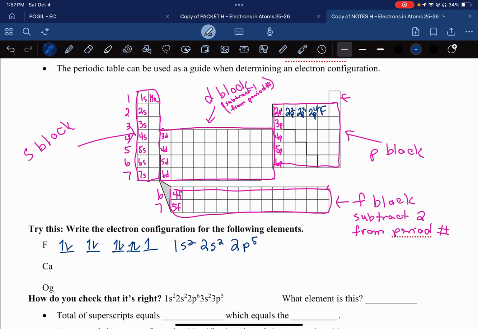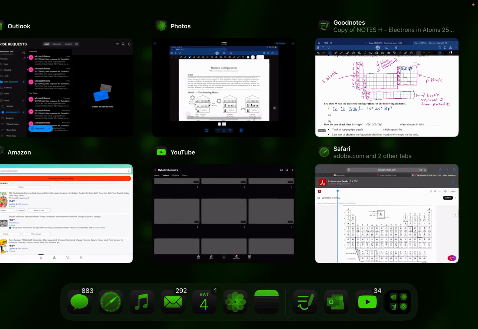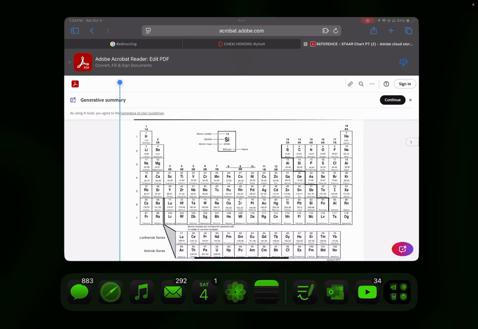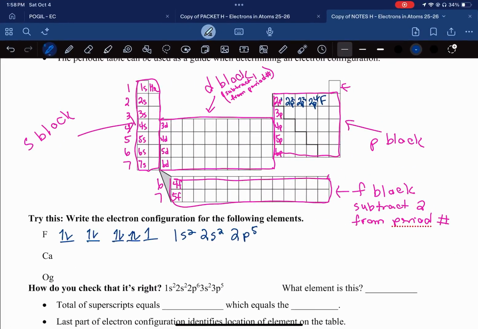Now I'm going to do it without the orbital notation. We're going to go to calcium. Let's find calcium on our periodic table. Calcium is 20. It's in the second spot in the S sublevel in that fourth energy level. So here's where calcium is. Calcium has 20 protons, and so we're trying to account for 20 electrons here.